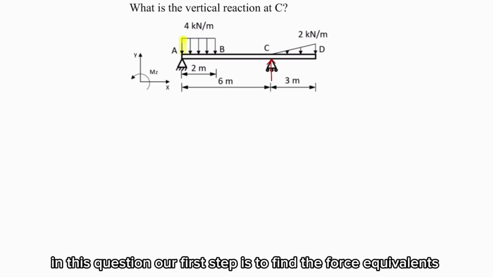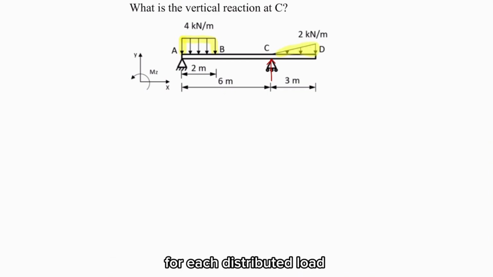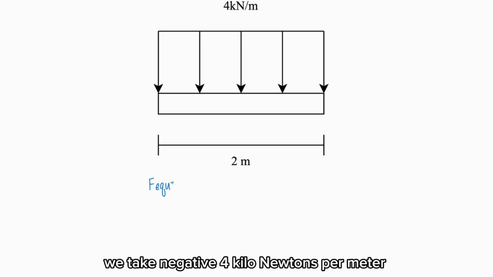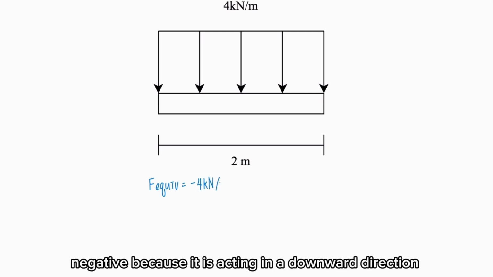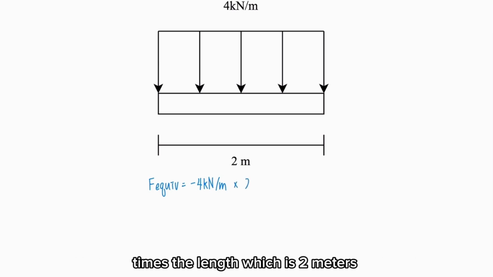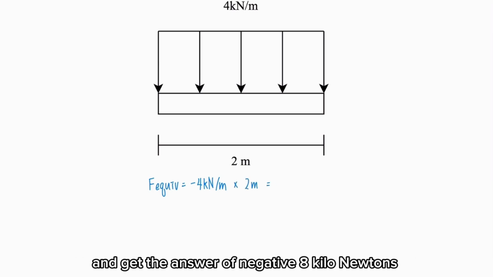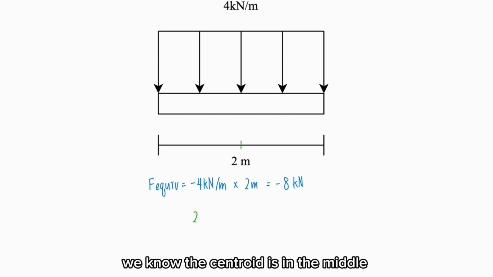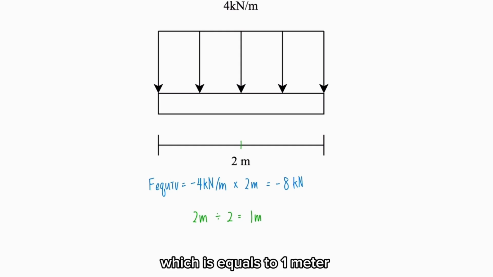Our first step is to find the force equivalents for each distributed load. We are going to look at the rectangular UDL first. We take negative 4 kilonewtons per meter, negative because it is acting in a downward direction, times the length, which is 2 meters, and get the answer of negative 8 kilonewtons for the point load. Because this is a rectangular UDL, we know the centroid is in the middle. We take 2 meters divided by 2, which is equal to 1 meter.